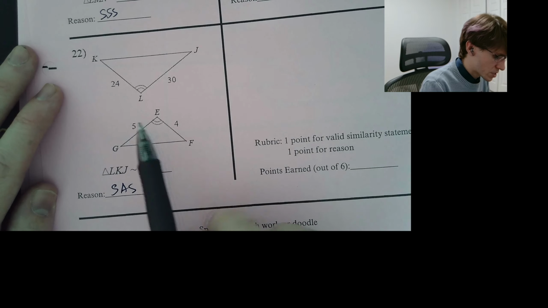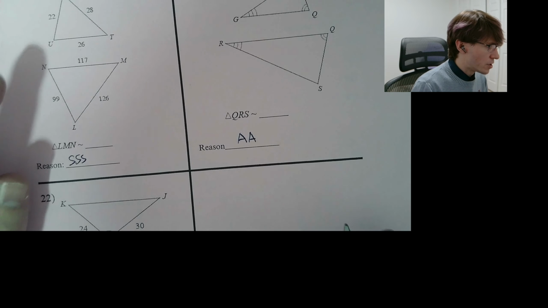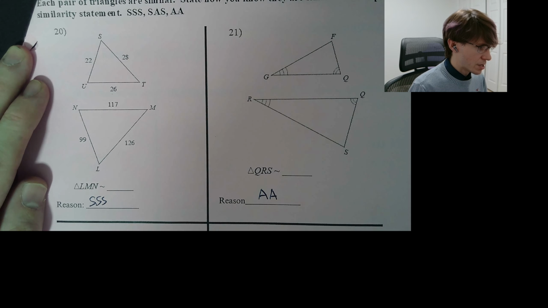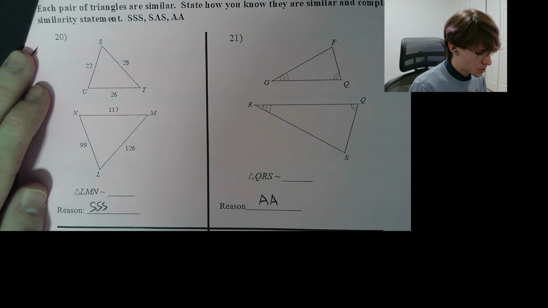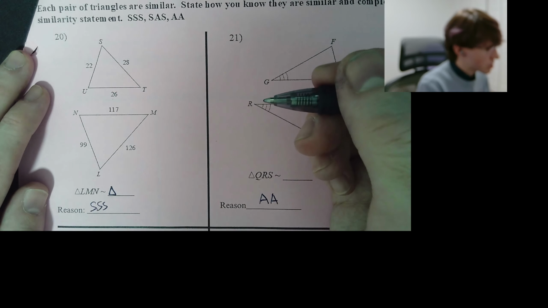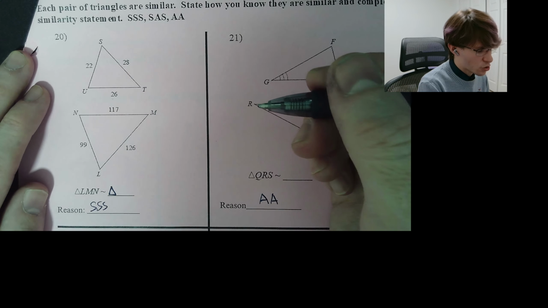And the last one down here, you're going to see it right away. It's going to end up being a side, angle, side, because you have a side, an angle, then a side. However, on this one, we have to make sure that we are lining them up correctly. It already tells you that they're similar, so you don't have to check any of these proportions. But what you do need to do is make sure you write that triangle symbol, and after you've written that triangle symbol, you've got to go in the correct order.